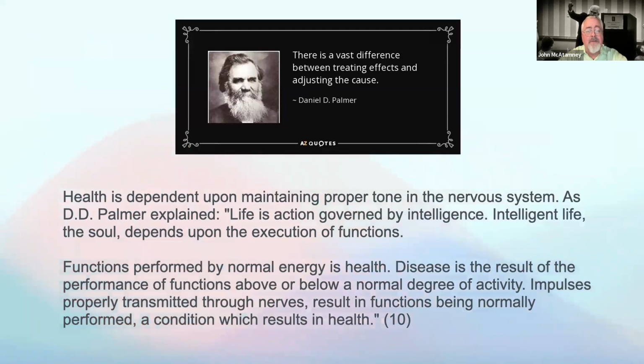D.D. said there's a vast difference between treating effects and adjusting the cause. Health is dependent upon maintaining proper tone in the nervous system. So as D.D. explained, life is action governed by intelligence. Intelligent life, the soul, depends upon the execution of functions. Functions performed by normal energy is health. Disease is the result of functions performed above or below the normal degree of activity. Impulses properly transmitted through the nerves result in functions being normally performed, a condition which results in health.